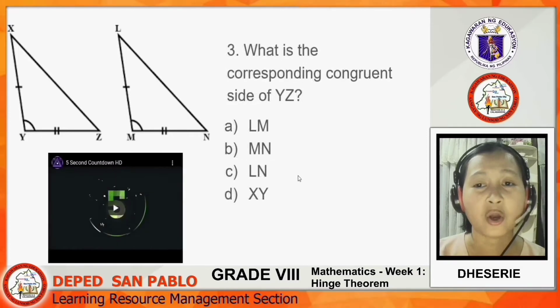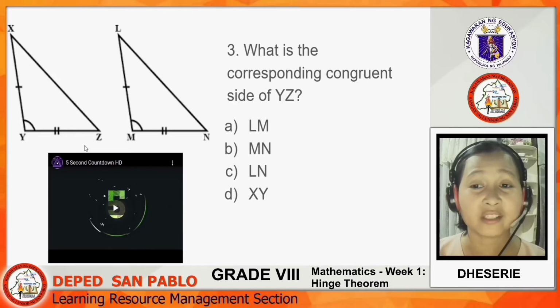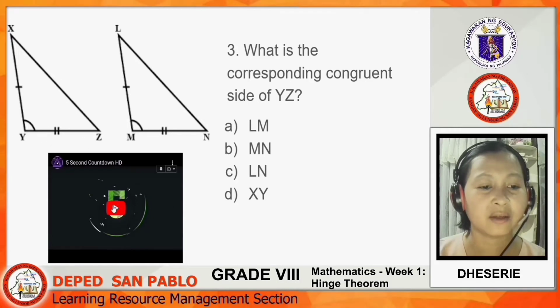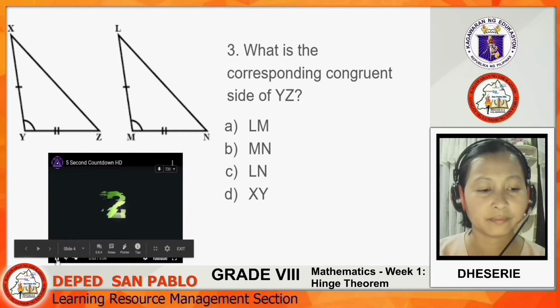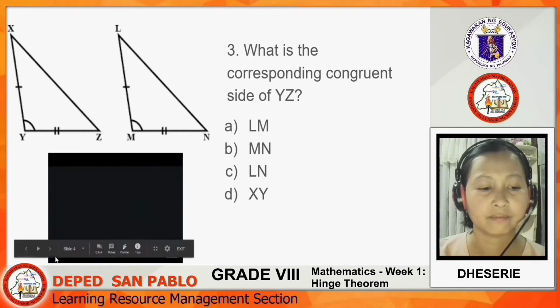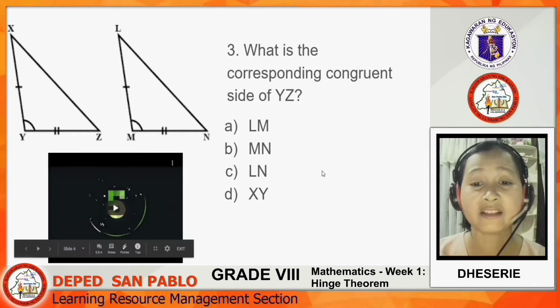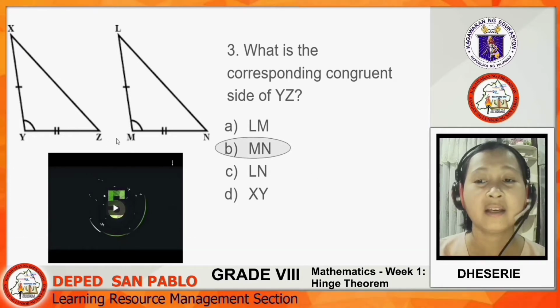Question number 3. What is the corresponding congruent side of segment YZ? Again, what is the corresponding congruent side of side YZ? 5 seconds. The correct answer is segment MN. YZ is congruent to segment MN.